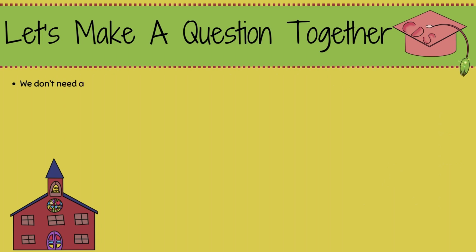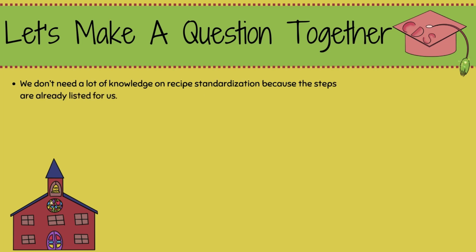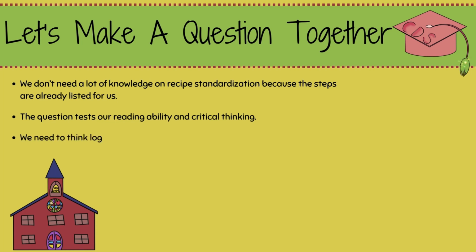When we read this question as someone taking the exam, we realize that we don't need a lot of knowledge on recipe standardization because all the steps are already listed for us. What this question is actually testing is our reading ability and our critical thinking ability. We need to think about this logically to determine the order of steps that makes the most sense.